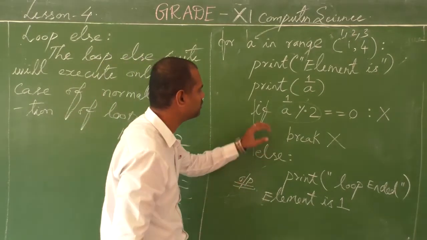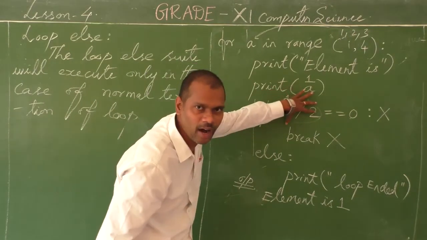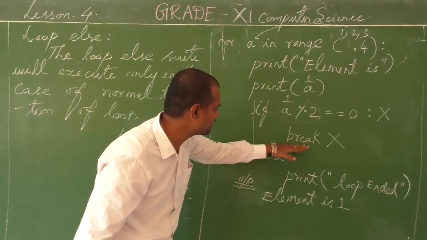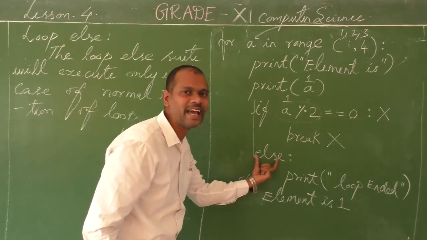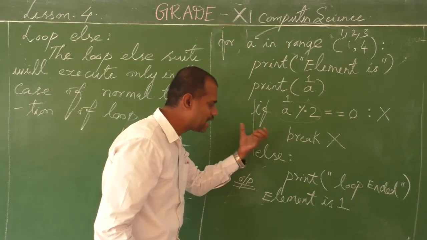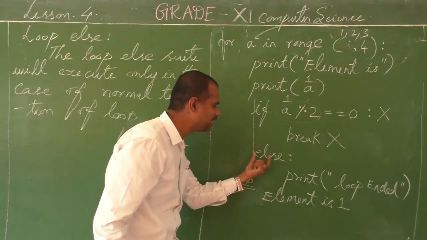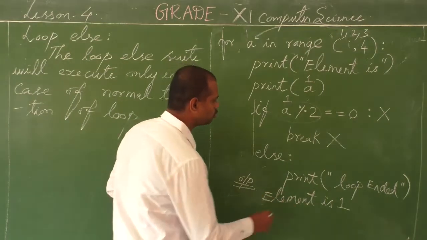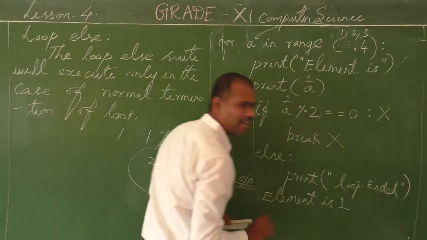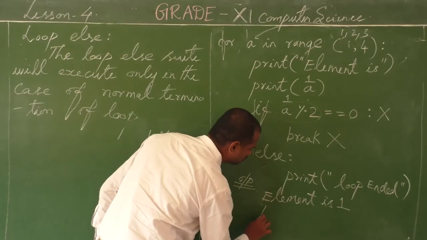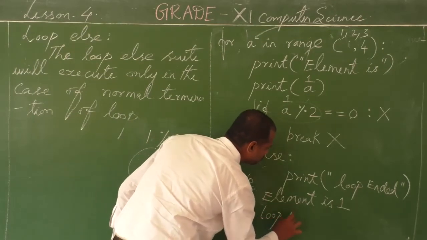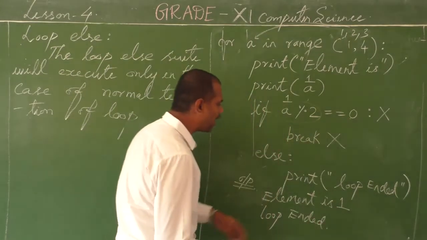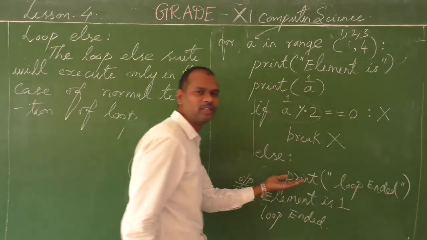Yes. Listen carefully. Since this condition is false, this line will not be executed. Okay, such that this else is if else. So that now this else will be executed. Absolutely no doubt. Okay. So loop ended will be executed. Next line. Loop ended will be executed. Why this loop ended will be executed?